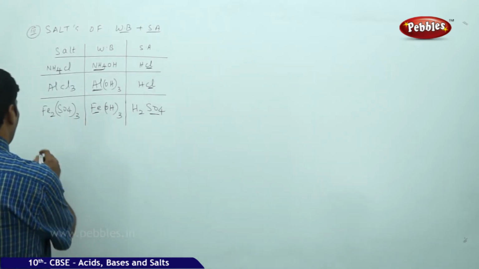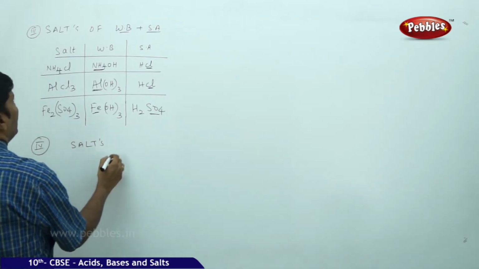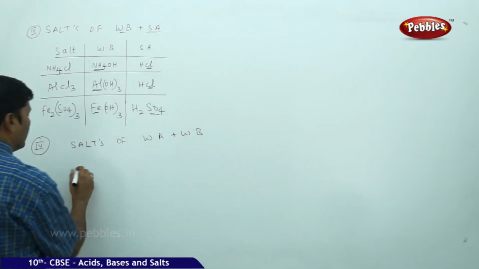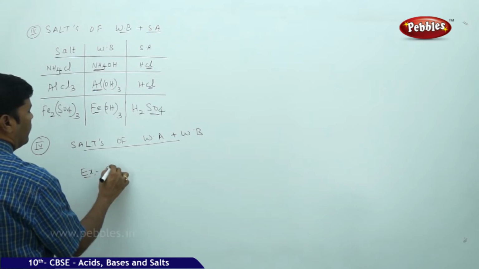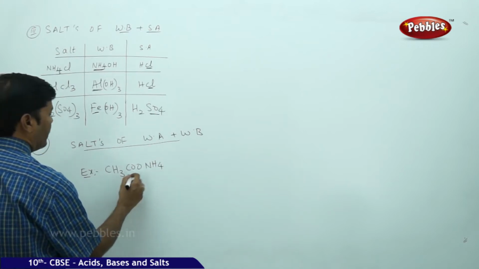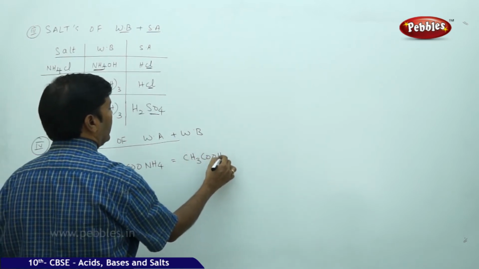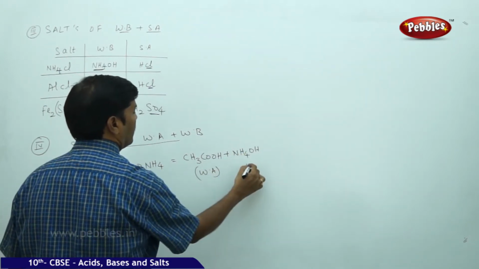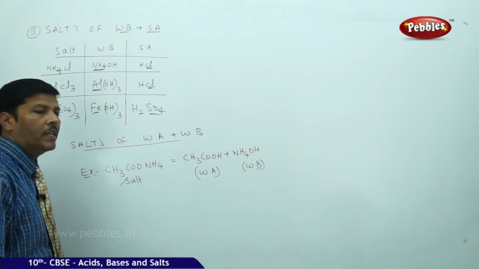So if that is the case, go for the next, fourth and last case, that is salts of weak acid plus weak base. Suppose we take one example, which is sufficient for us to understand. You take CH3COONH4. It is a salt of weak acid and weak base. It contains CH3COOH plus ammonium hydroxide. This is a weak acid and this is a weak base. The salt of weak acid and weak base.